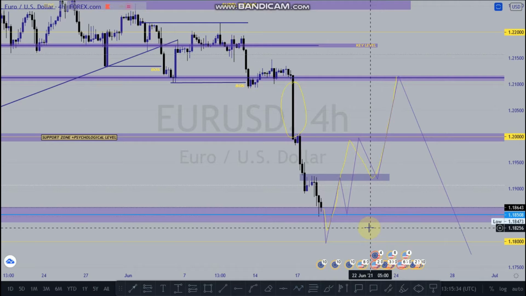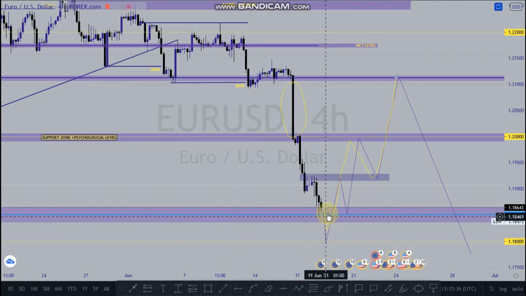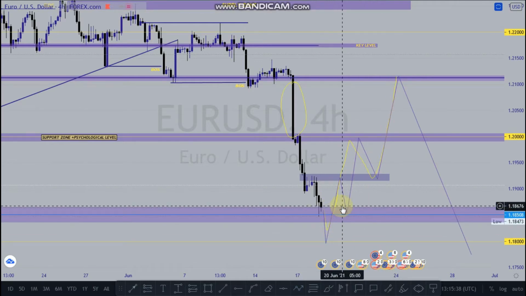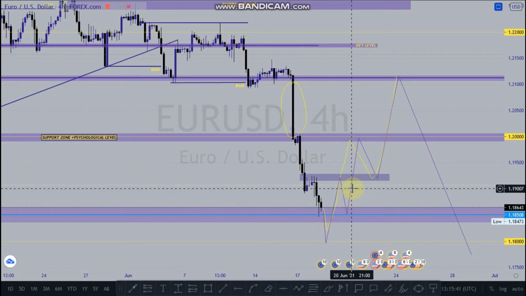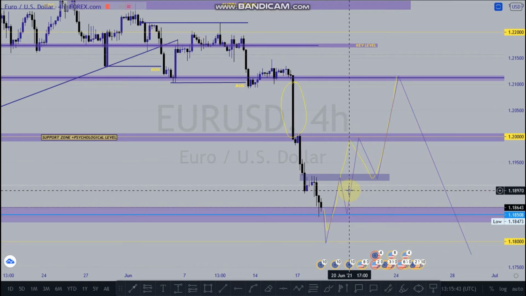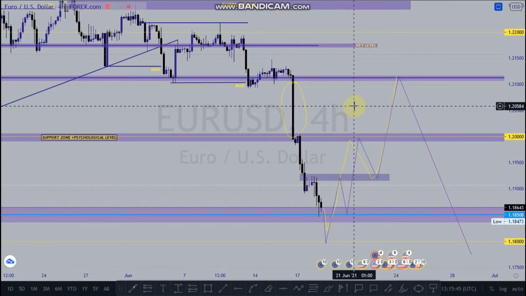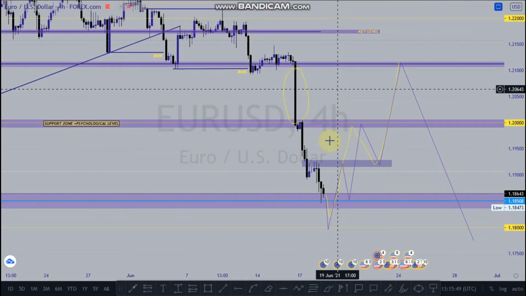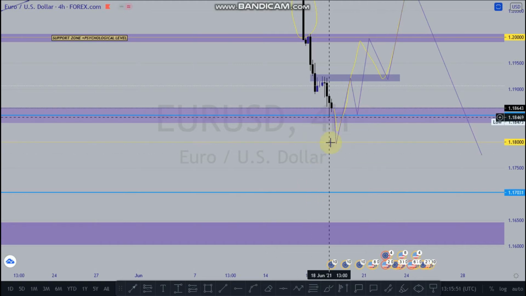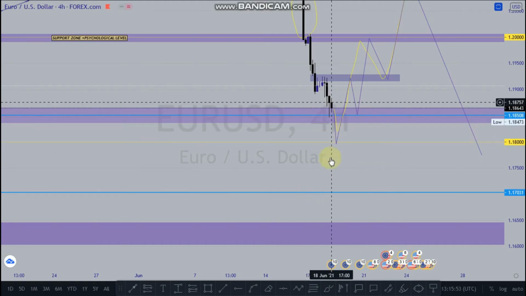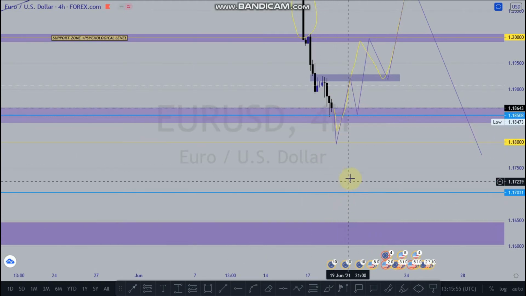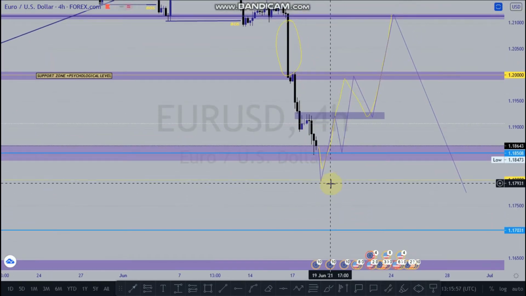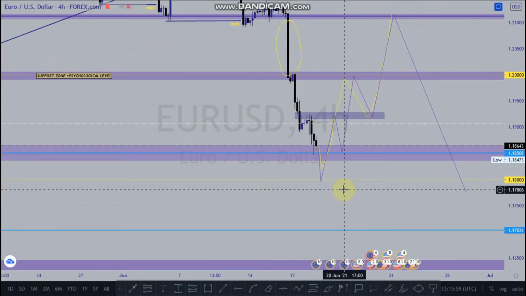But what I want to see is a pattern. I want to see a very clear shift of structure. I don't want to waste my time on this pair, because right now nobody knows where the retracement is happening. Price could continue moving down. The market might open and price could continue going down. So until Monday ends, we all don't know where the retracement is going to start.